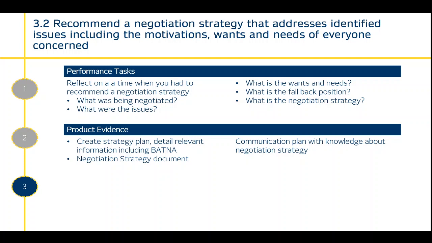For this, reflect on a time you've had to recommend a negotiation strategy. What was being negotiated? What were the issues? What are the wants and needs of everyone concerned? What's the fallback position? And what's the negotiation strategy? Product evidence for this can include a strategy plan, detailing relevant information, including BATNA, negotiation strategy document, or communications plan with knowledge about negotiation strategy. So some document analysing the wants and needs, motivations of both parties in negotiation.